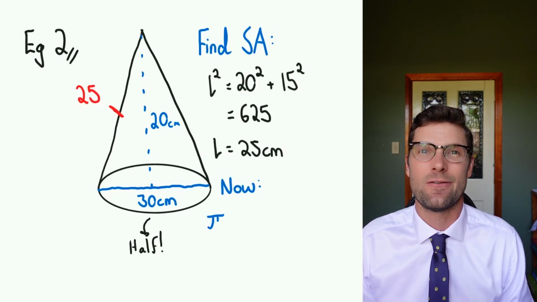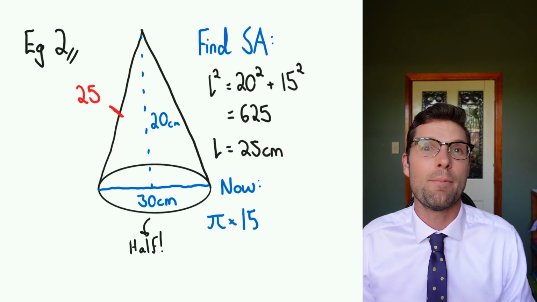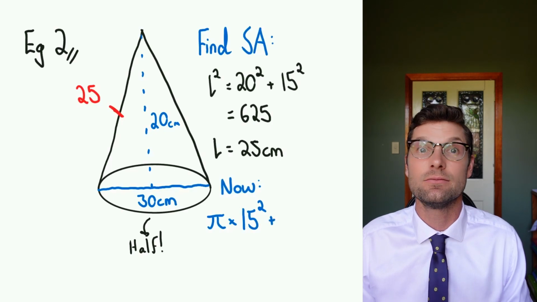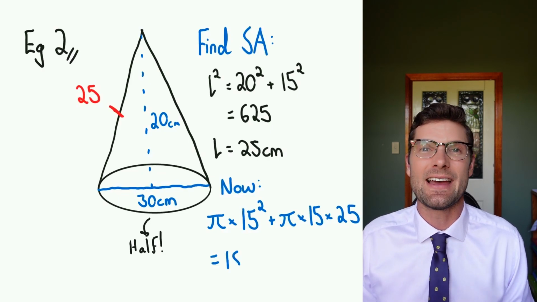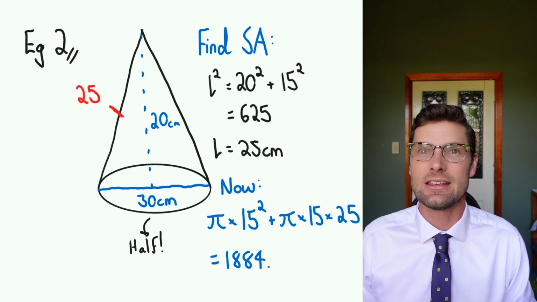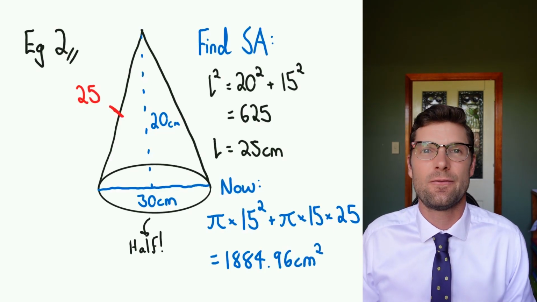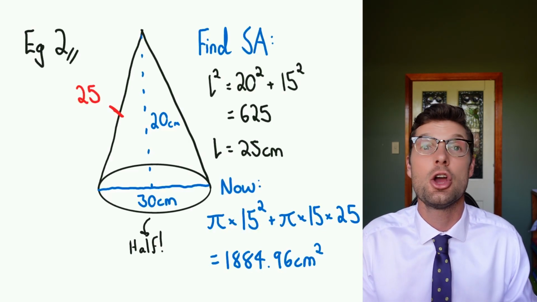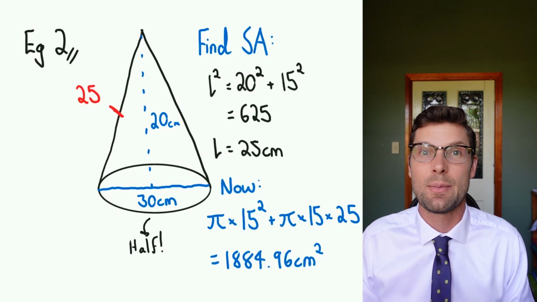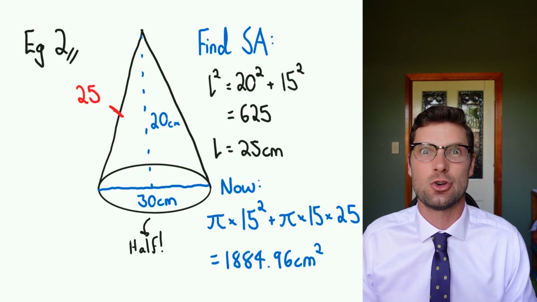And then we can just use the formula. So this is pi multiplied by 15 squared, the radius squared, plus pi times 15 times 25. So if you throw that into your calculator, you're going to get 1,884.96 centimeters squared, and then you're done. So using the formula here, the only tough part is making sure that you can find L using Pythagoras. Don't just rip in straight away because you see the two numbers.